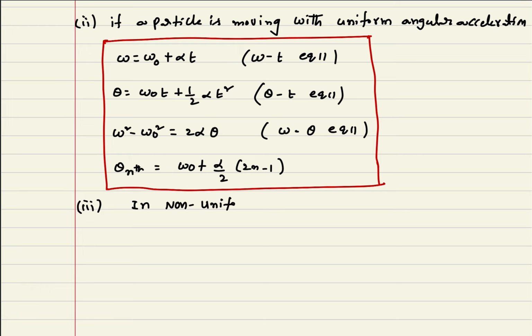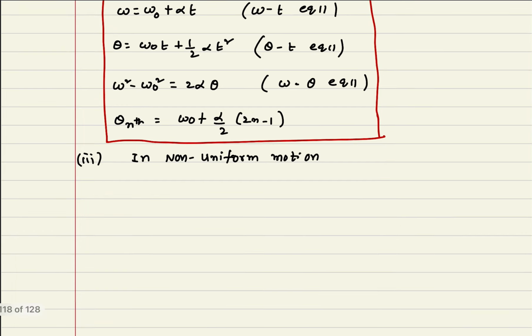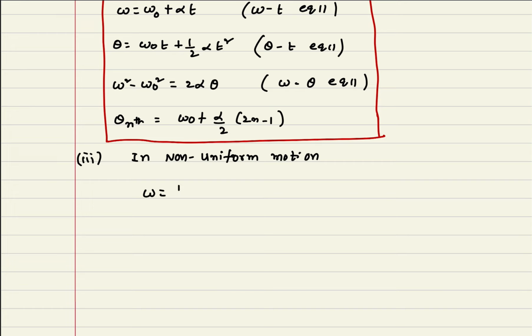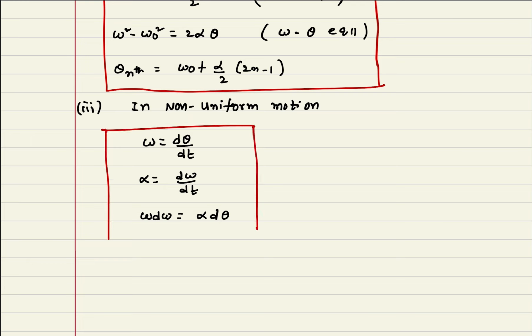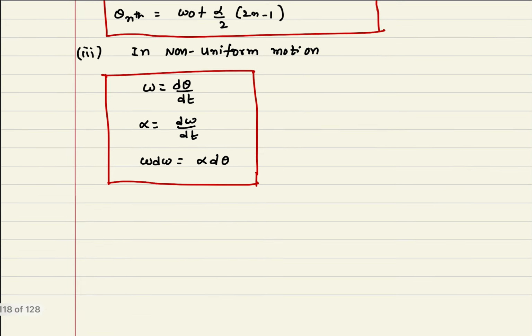In non-uniform motion, you can write omega is equal to d theta by dt. Similarly, you can write alpha is equal to d omega by dt. Similarly, you can write omega d omega is equal to alpha d theta also. These relations, in the same manner how we have used in kinematics, motion in a straight line, the same relations we can apply for the angular variables also.